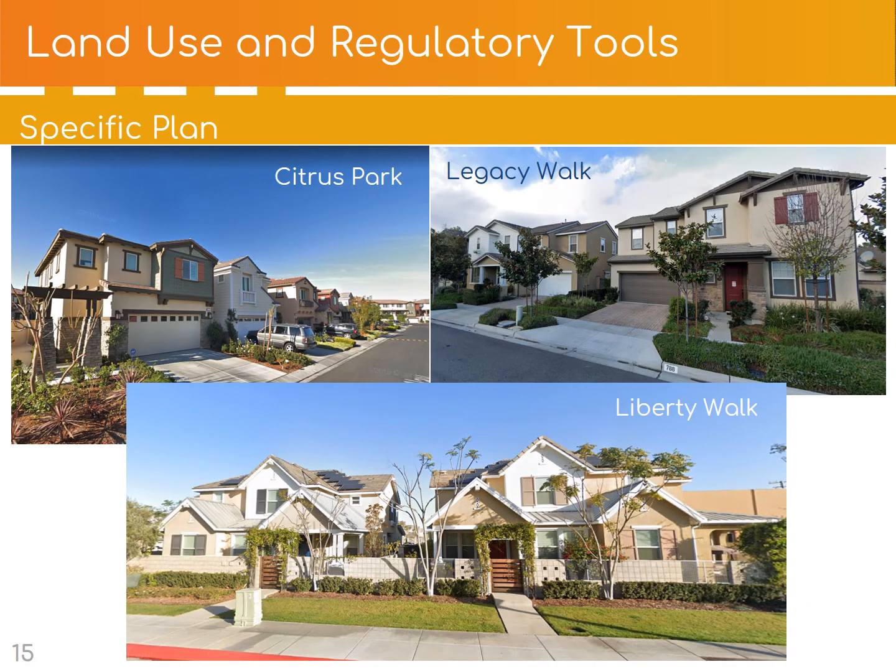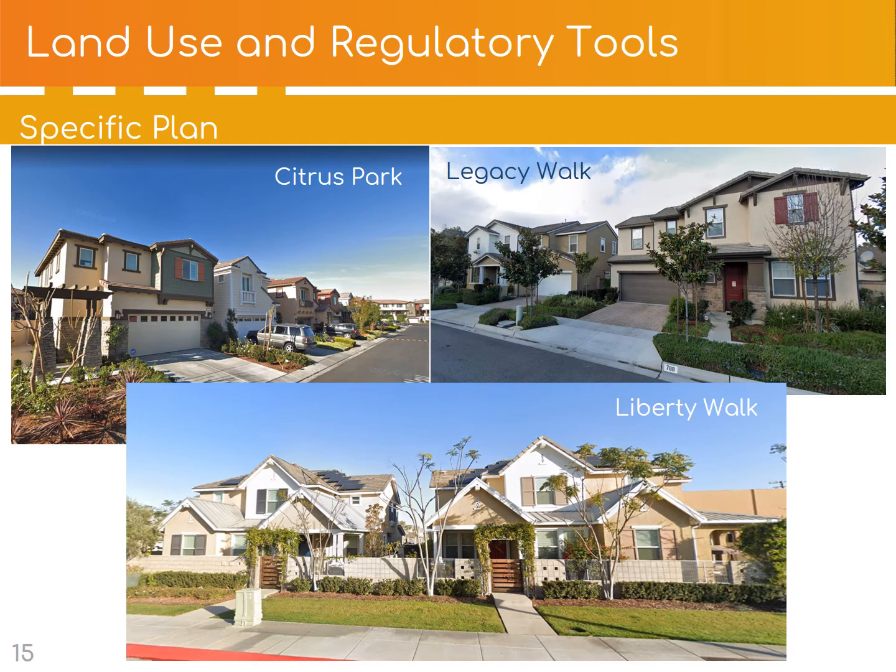This slide highlights 3 residential projects built under specific plans to facilitate housing types and/or lot sizes not available under the city's Euclidean zoning-based code. These are Citrus Park on the east side of Euclid Street, south of Valencia Drive. This project includes attached single-family homes in buildings of 4 units each and small lot detached single-family homes.